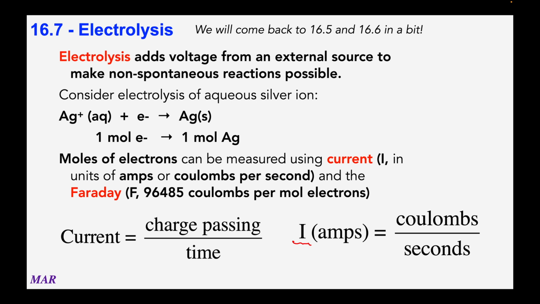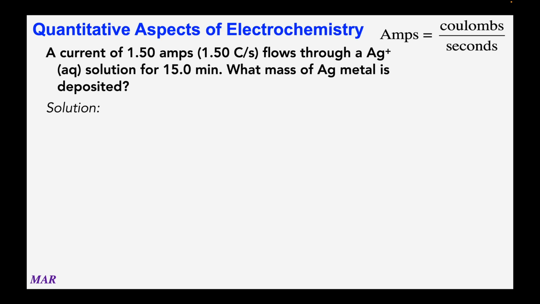So with both coulombs per second and coulombs per mole of electrons in the Faraday, you can go from the time to the amount, or you can go from amount to time. And let's talk about that. This is the kind of question you might see. You've got a current of 1.50 amps. And again, remember the amp just means coulomb per second. And honestly, I would just cross out amps and put in coulombs per second. So we have a current of 1.50 coulombs per second.